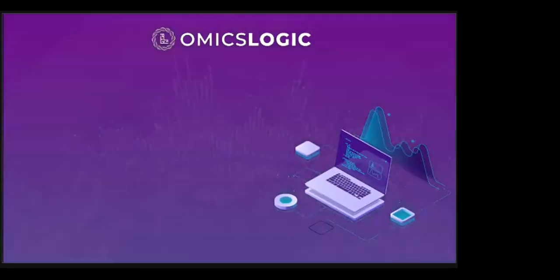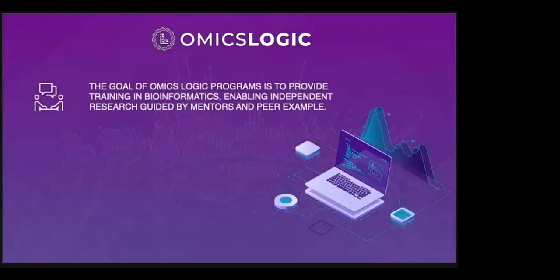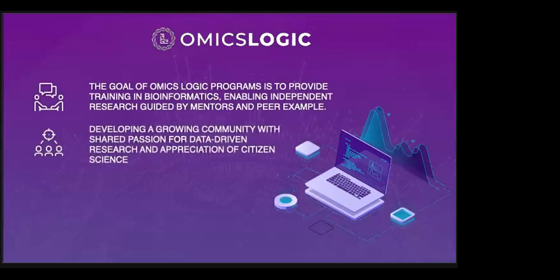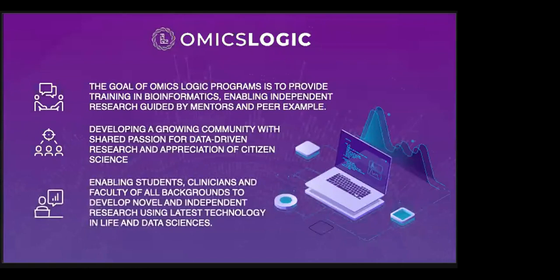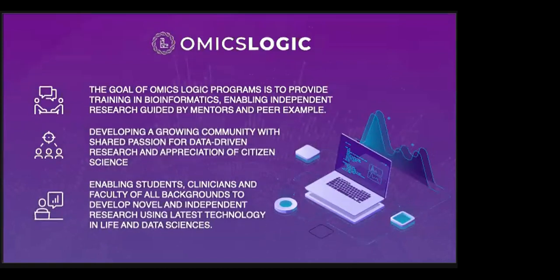What is the goal of OmicsLogic? The goal of OmicsLogic is, one, to provide training in bioinformatics to enable independent research guided by mentors and peer examples. Two, to develop a growing community with shared passion for data-driven research and appreciation of citizen science. And our goal is also to enable students, clinicians, and faculty of all backgrounds to develop novel and independent research using latest technology in life and data sciences.